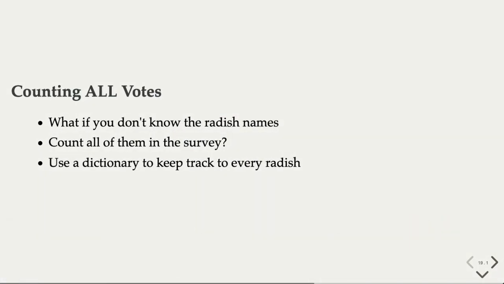Still, calling the function requires your knowledge of what radish might have been voted for in a survey. Perhaps it's easier to count all the votes in the survey, and whatever radish appears in the survey should be included in the final counts. One specific data structure we can use here is a dictionary, which can help us keep track of radish names as keys and their counts as values.